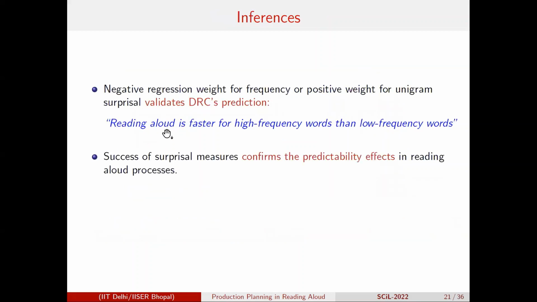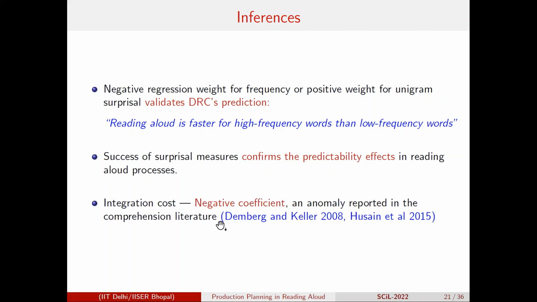So this is what I summarize here. The regression coefficient of word frequency says that words which are highly frequent tend to be articulated faster as compared to low frequency words. And then the success of surprisal measures confirms the predictability effects in the reading aloud processes. And finally, the negative regression coefficient, the anomalous result, has also been reported in the comprehension literature. So Demberg and Keller report it for English, Husain et al. report it for Hindi, for this particular metric.